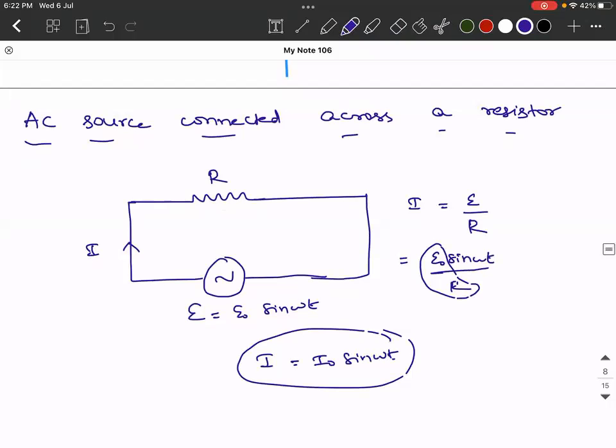So the meaning of this is, when you give an input voltage of E is equal to E0 sin omega t, you get an output value of current as I is equal to I0 sin omega t. Is that clear? Please make a note of this.